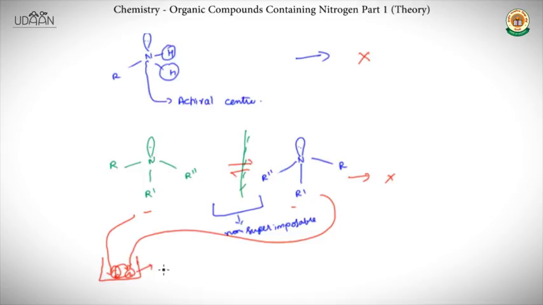So the resulting mixture would be a meso one. As a result, do we call it meso? No, this is not meso. This is a racemic mixture.